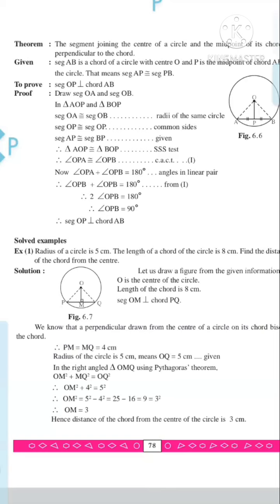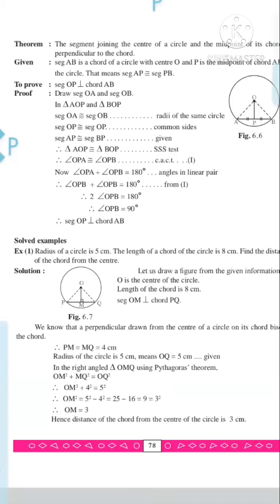But I have to prove that it is 90 degrees. I just proved that these two are congruent. Now angle OPA plus angle OPB will be equal to 180 degrees because these two are a linear pair. Now these two angles OPA and OPB are congruent, so I am writing OPB plus OPB is equal to 180 degrees. Why am I writing 2 times OPB? Because OPB is equal to OPA.